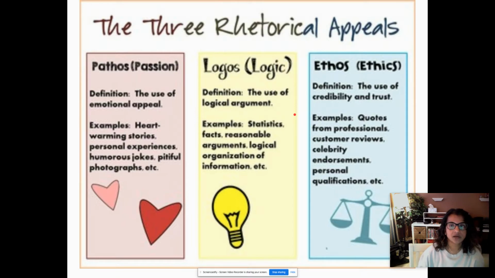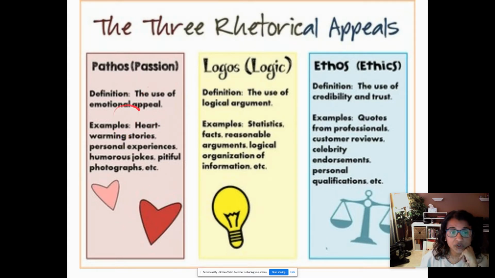Okay. So this is something I wanted to show you that's a good graphic organizer. If you want to print it out and have it next to you, that's great. If you don't, this will always be here. The definition of pathos is the use of emotional appeal to convince the reader or the audience. Examples are when you share heartwarming stories or personal experiences of something that happened to you or a family member or a friend, like funny jokes that get at your emotions, or really sad photographs or sad music. That really is all pathos type of argument.